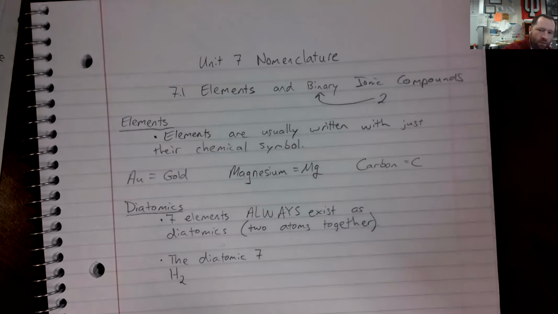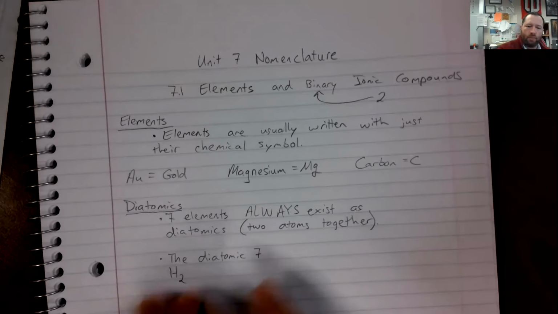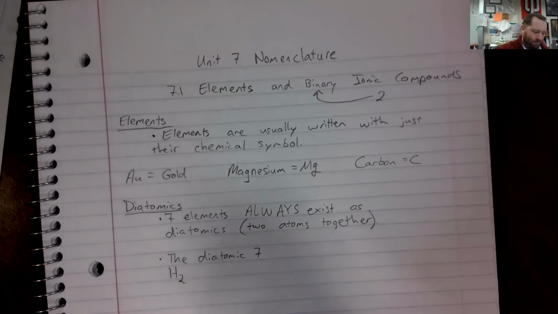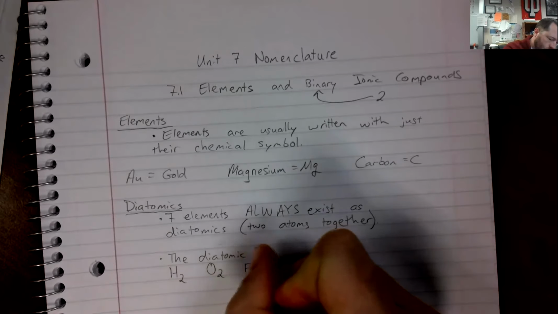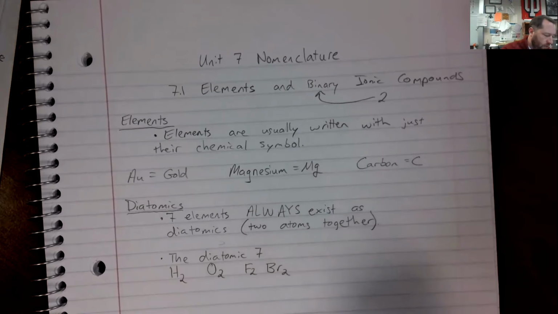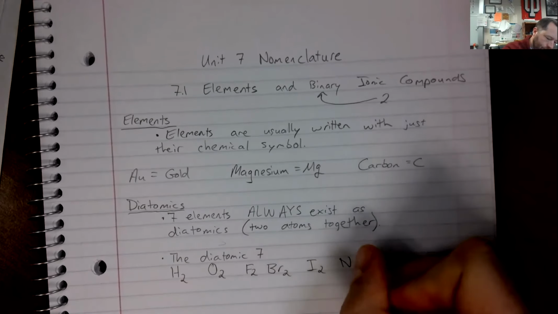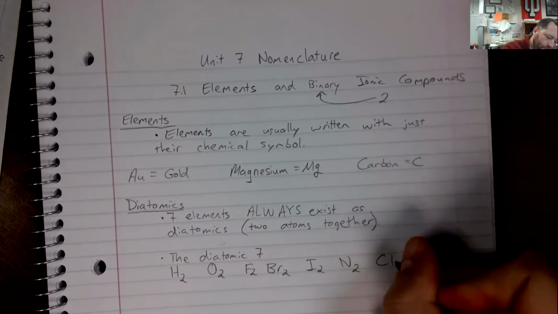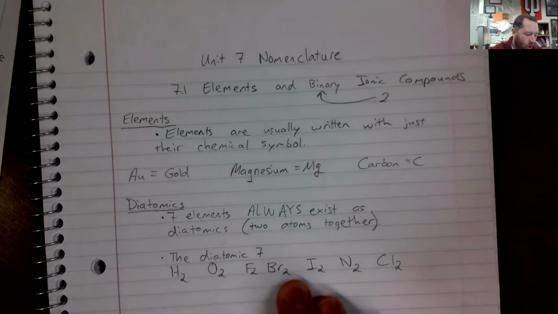I can give you 1 atom of carbon. That can happen. I can give you 1 atom of magnesium. I cannot give you 1 atom of hydrogen. It has to come as a pair, the diatomic. Oxygen, fluorine, bromine, iodine, nitrogen, and chlorine. Those are the diatomic 7, again, always found in a pair.